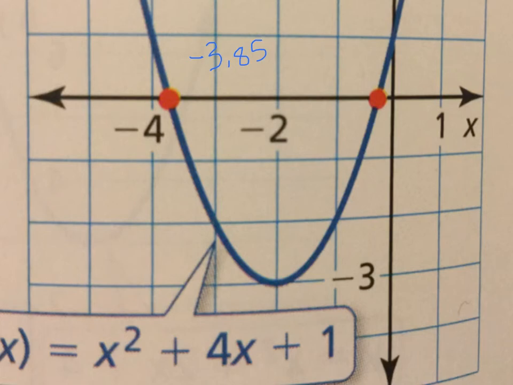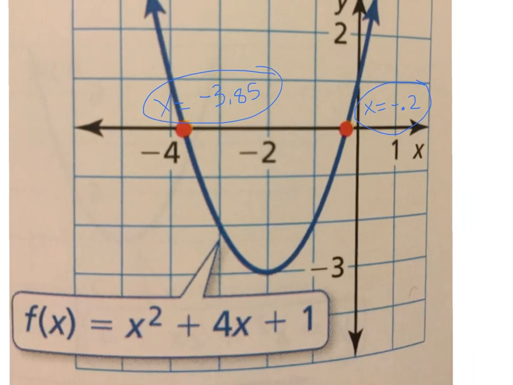Okay, look at this one right here. This is 0. And this right here is -1, so I'm going to say like -0.2. Okay, so we'll say x equals -0.2. And this one's x equals -3.85. So right there, what we did is we solved this quadratic equation right here. How? By graphing.